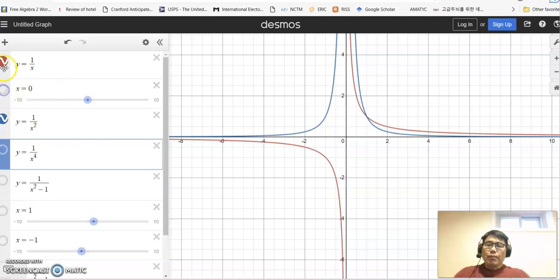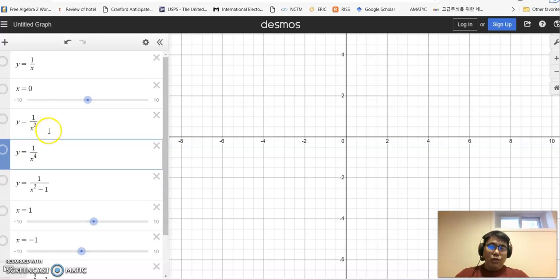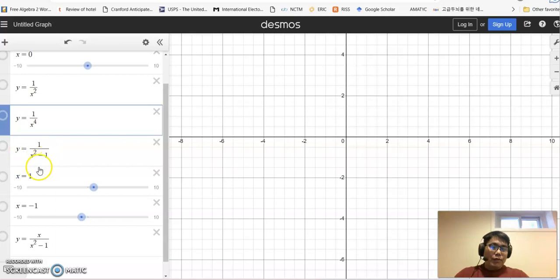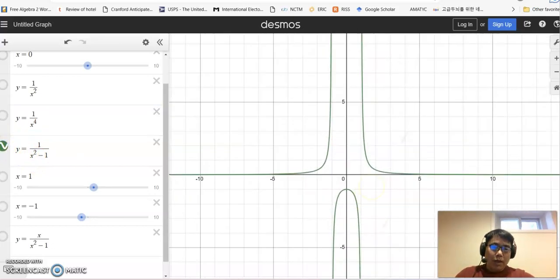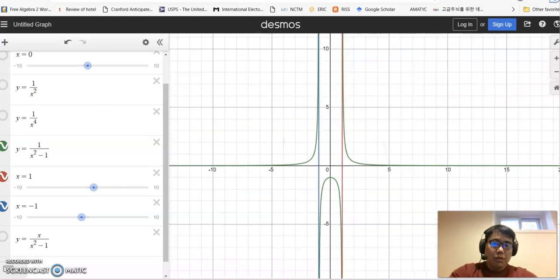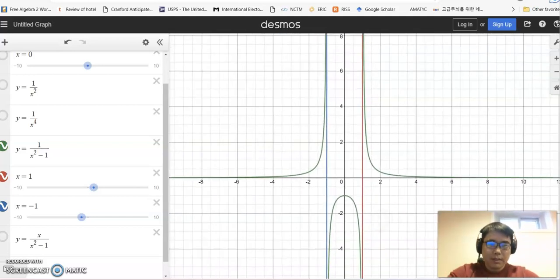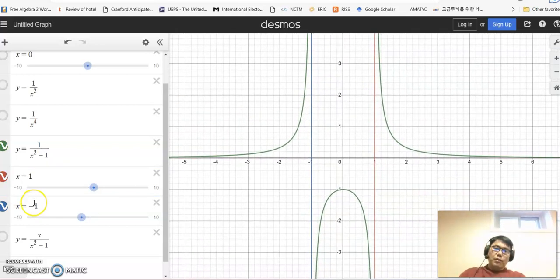Another basic function is 1 over x squared minus 1. This one, you may think it looks like the previous one, but it is not true. The reason is we have two different restricted values, which are 1 and negative 1. Look at this, please. This time we have three different regions: 1, 2 and 3. If you solve for the denominator, you will get x equal to 1 and x equal to negative 1. Those two will be this one's vertical asymptotes. Please remember that, because this is one of the basic form graphs.